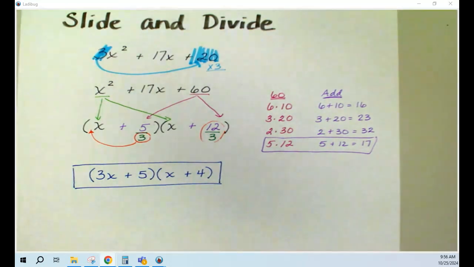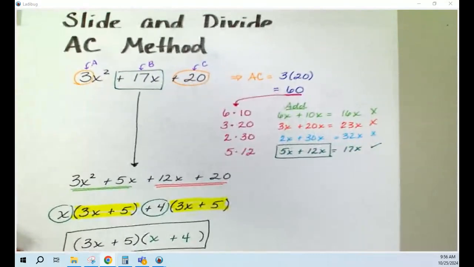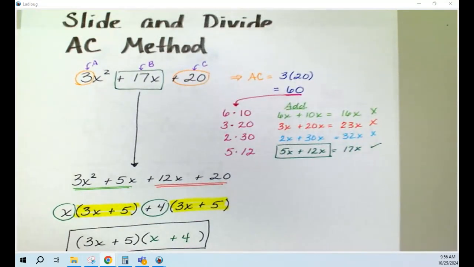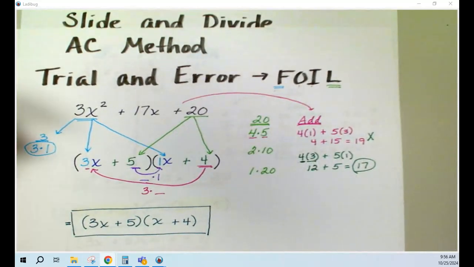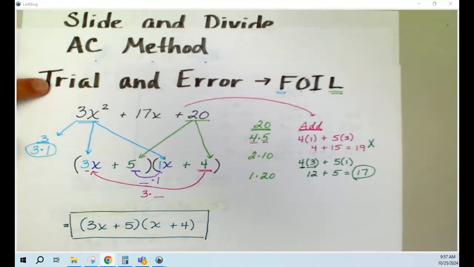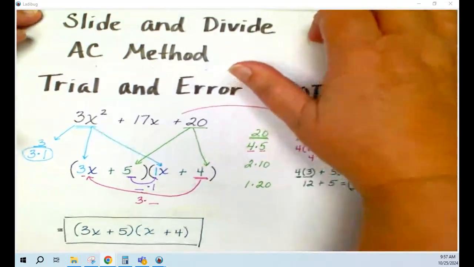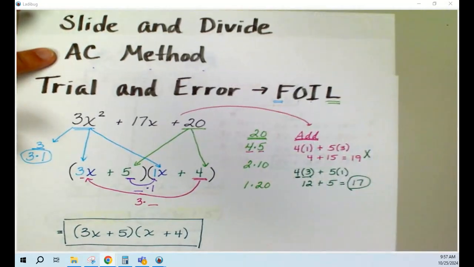So you have 3 different methods to choose from. You have slide and divide. You have the AC method. And you also have trial and error. Okay? So it's your all's decision. Okay? Pick a method that you like and work problems out using that. And there's nothing that says that you can't work one problem using trial and error, and then maybe try slide and divide on another, and maybe AC method on one.